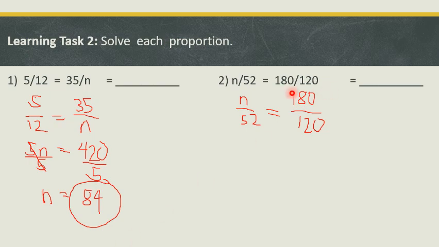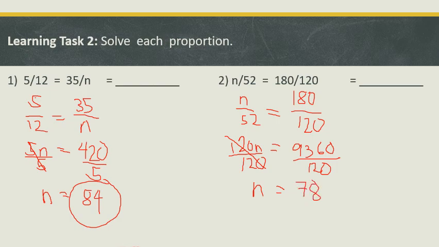Then, number 2. n is to 52 as 180 is to 120. So, cross multiply. n times 120 is 120n. Then, 52 times 180 is 9,360. So, saan po sila i-divide pareho? Sa 120 kasi yun po ang katabi ng n. Cancel lang natin 120, matitira ay n. Then, 9,360 divided by 120 is 78.